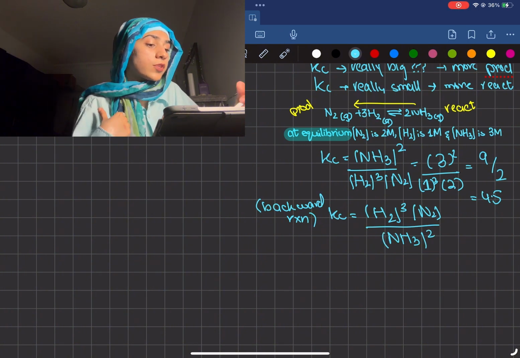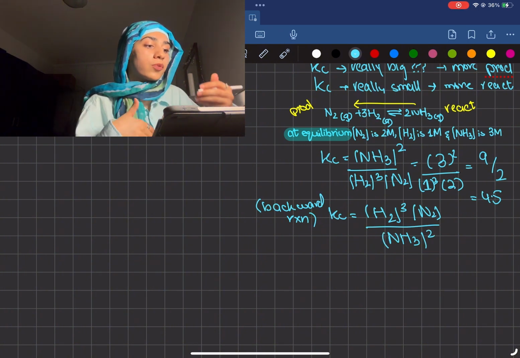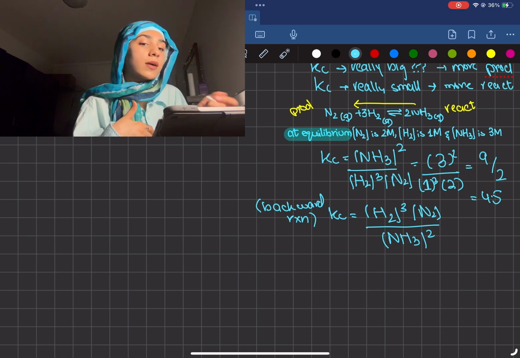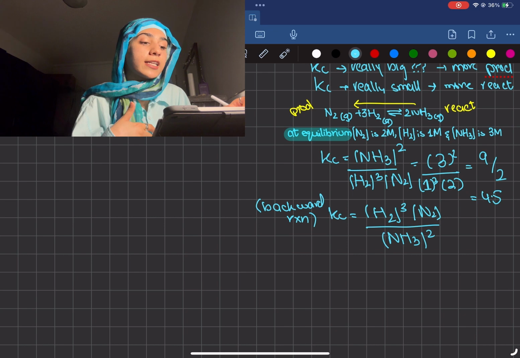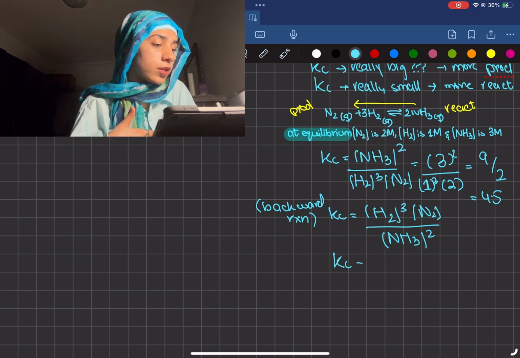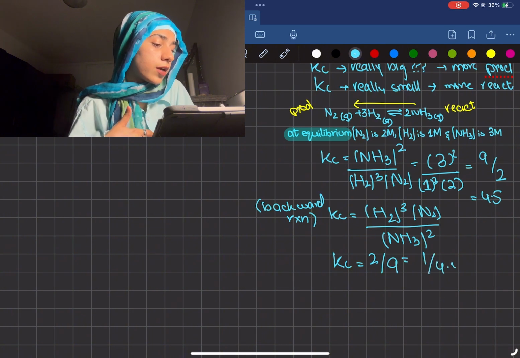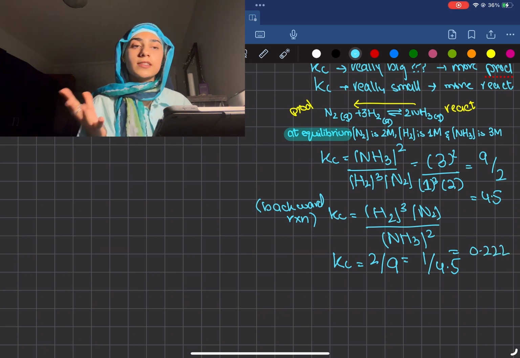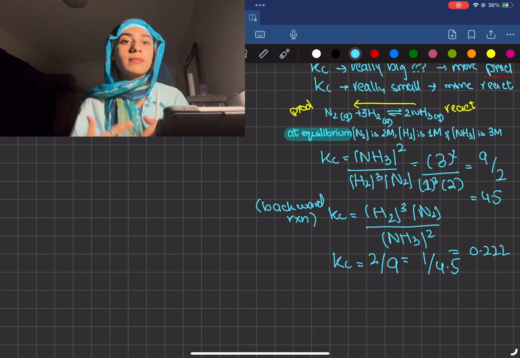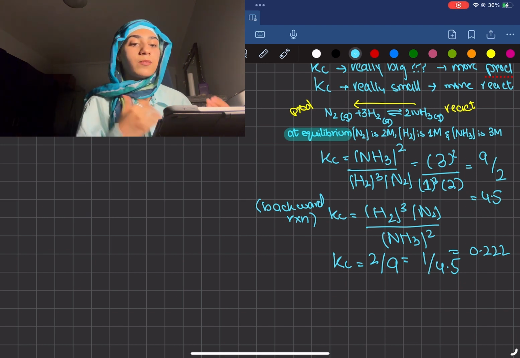squared. If you notice, it's literally like a reciprocal, so I don't really need to write this out. If I need a Kc value and I have all the working from before this, I can just straight up take a reciprocal. So I could just do 2 divided by 9, or I could just say 1 divided by 4.5. That's the same thing. I think I get a 0.222. Not sure, but that is it. My reactants become my products and my products become my reactants because I'm moving in a backward reaction.